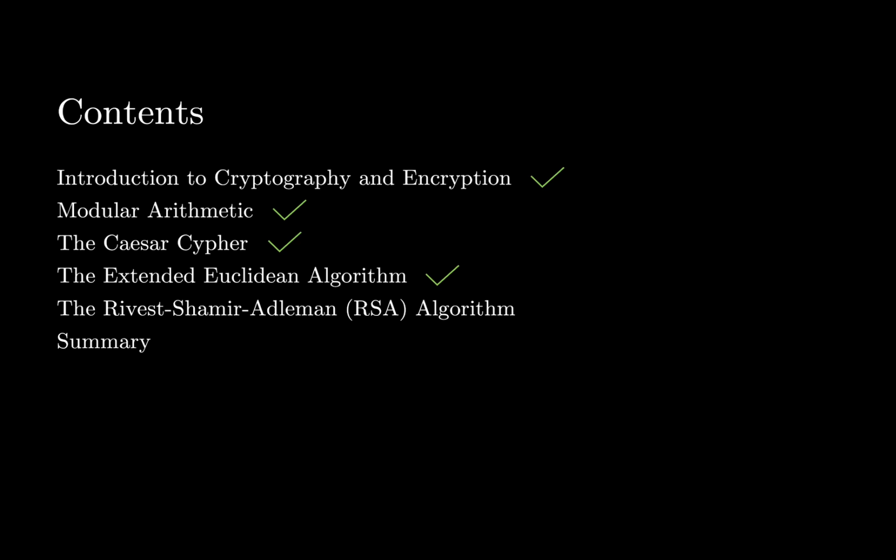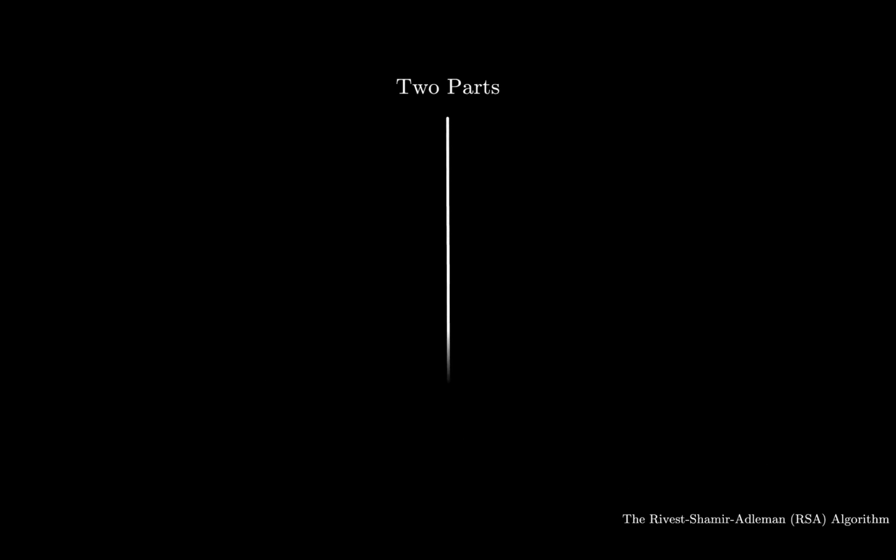Now we can move on to the fun stuff: the Rivest-Shamir-Adleman, or RSA algorithm for short. There are two parts to the RSA algorithm. We first generate keys, and then we apply the keys to encrypt or decrypt messages. We need to generate two keys, one public and one private. The public key, which is the key publicly displayed to people online, we'll denote as E. And the private key, which is the key privately kept to ourselves, we'll denote as D.